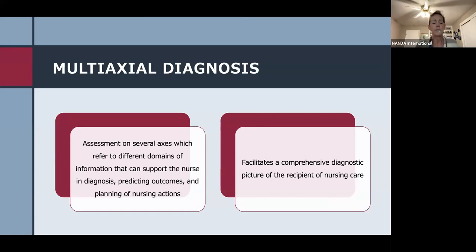This is really important to remember because a diagnosis is not a label that is meaningful outside of assessment. We must have a very solid nursing-focused assessment to drive our diagnosis. A multiaxial design allows us to have a more comprehensive diagnostic snapshot, a picture of the patient who's receiving our care on a variety of foci. That's what we're going to talk about today as we move forward.